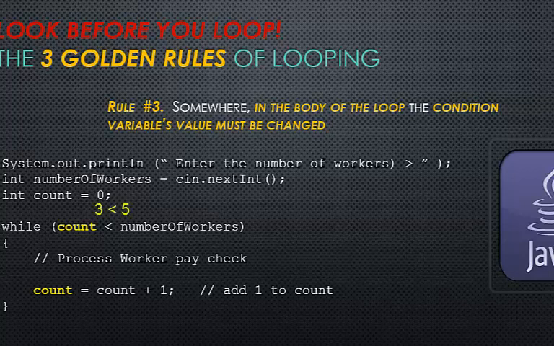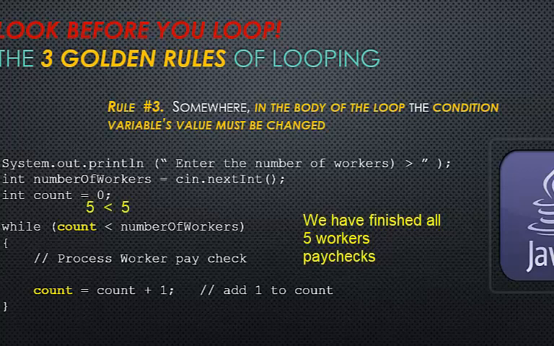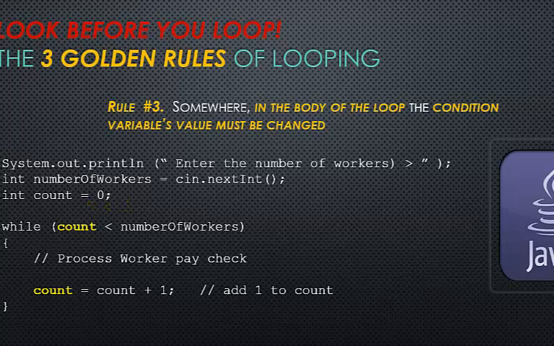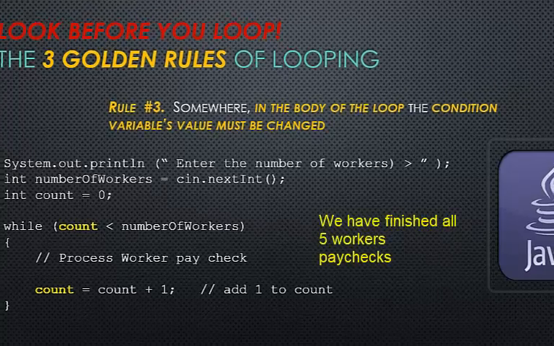Increment the count. Now the count is 3, which is still less than the number of workers. Process the worker paycheck. Add 1 to the count. Now the count is 4. Is count less than the number of workers? Yes. Process the worker paycheck. Increment the count. Now count is 5. Is count less than the number of workers? No. 5 is equal to 5. So we don't repeat the loop. Processed 5 workers' paychecks, and we're finished.